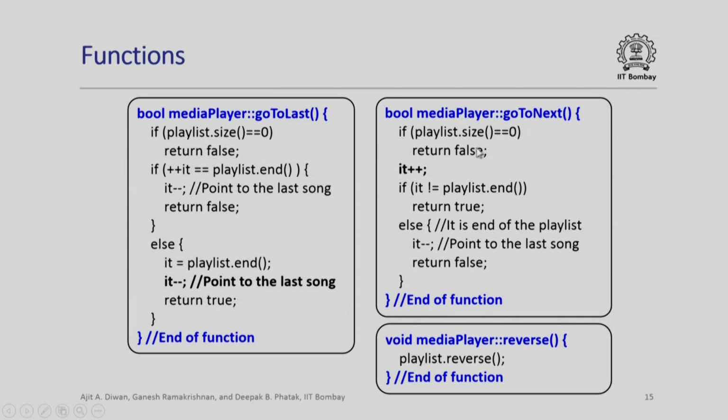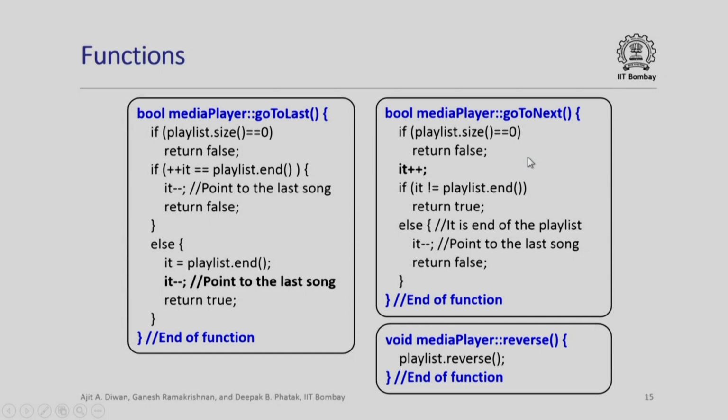Go to last and go to next again are similar functions. Please note the care that we are taking. If the playlist size is 0, okay, then it will obviously return false in both cases, because there is nothing to go to. If otherwise, I will increment that IT and check whether playlist dot end has reached. If so, I will set IT minus minus to point to last song and it will return false. It is only in this case that I will set IT to playlist dot end and it will point to the last song by reducing IT by 1.